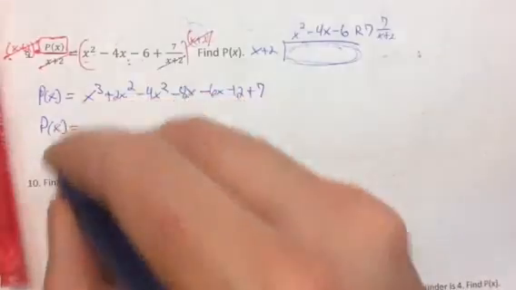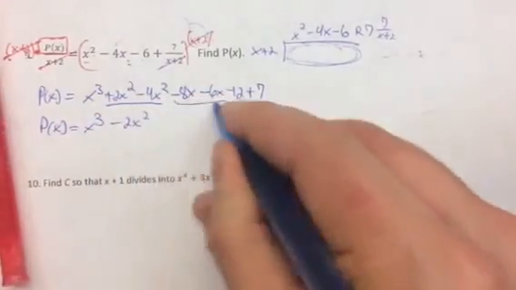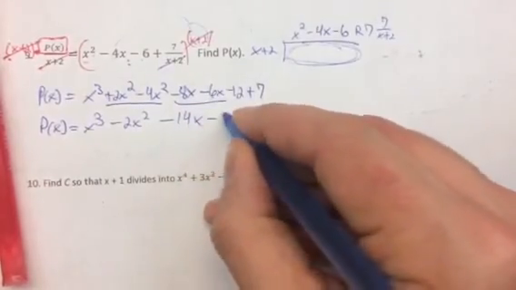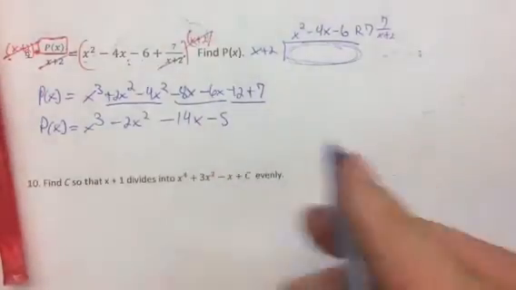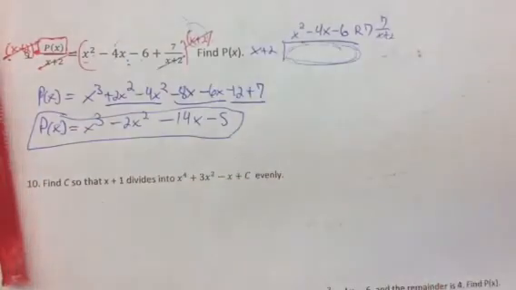p of x can be simplified. p of x is x cubed minus 2x squared minus 14x minus 5. So this is what p of x is, and you could confirm it if you wanted to. You could actually do the long division and it would come out exactly like this.